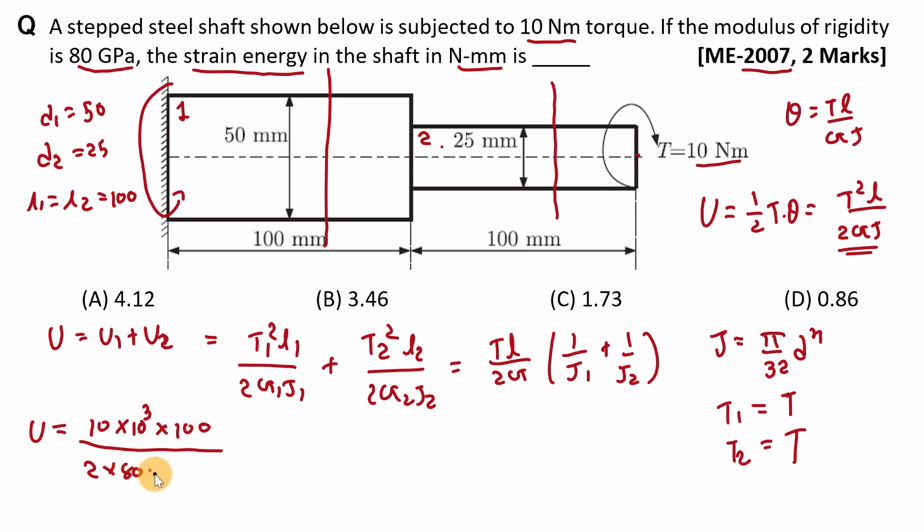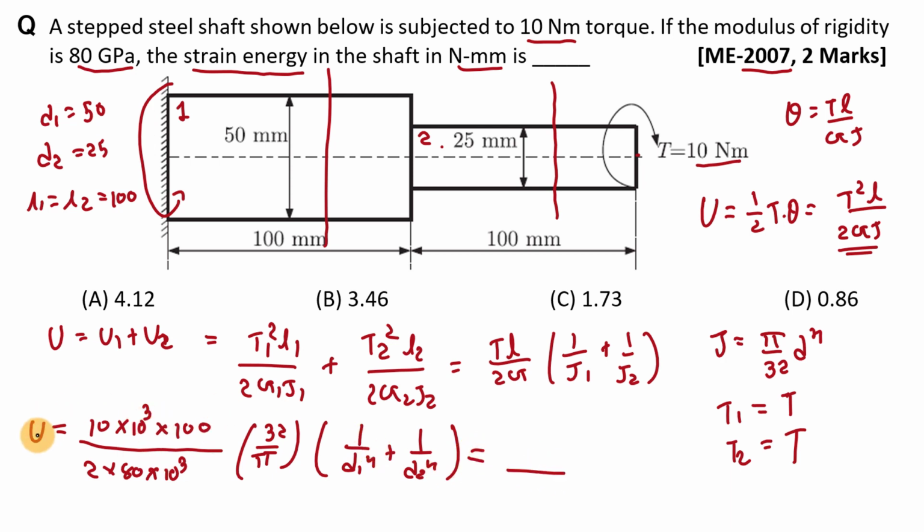So it will be 80 into 10 raised to 3 megapascal, right? And here this J1 and J2 will be found out from this expression. So here we can take this pi by 32 common. So it will be pi and 32 here, right? Into bracket 1 upon d1 raised to 4 plus 1 upon d2 raised to 4. And in this expression this d1 is 50 mm and this d2 is 25 mm. So here you have to put these values and you have to find answer of U.